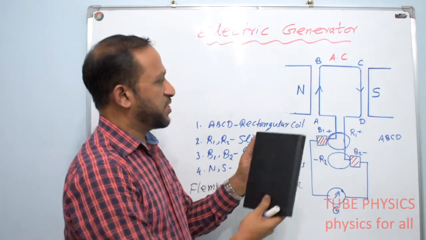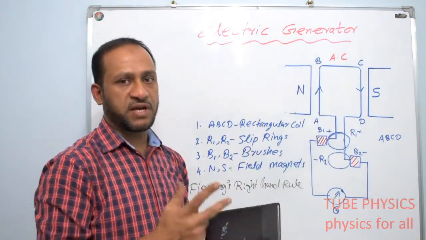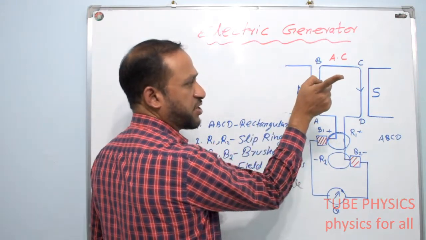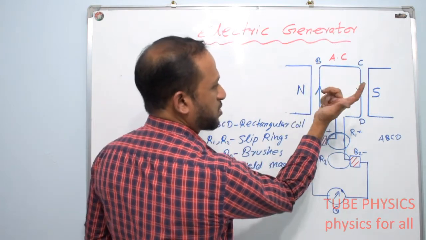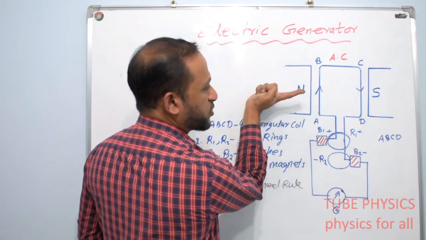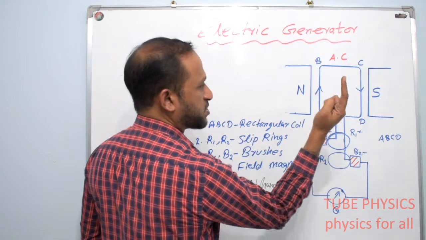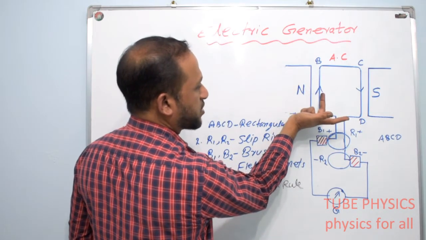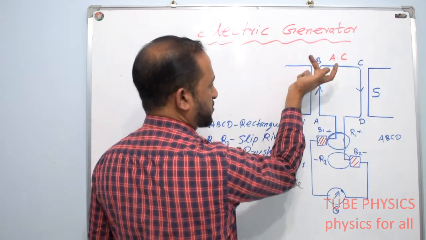So when the side AB is moving out of the board, if I apply Fleming's right hand rule, the direction of magnetic field is from north to south, that is by the index finger, and the side AB is moving out of the board, that is the thumb is showing the direction of motion of the conductor. So if I show the direction of magnetic field by the index finger and the direction of motion of AB towards this direction by the thumb, we can see the middle finger is showing the direction of current, means at the side AB the current is flowing in the upward direction.